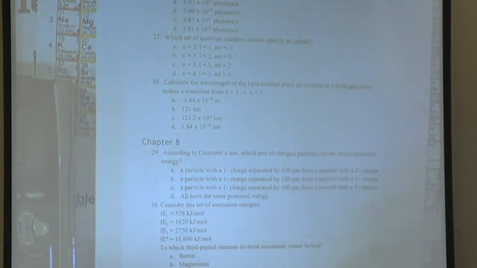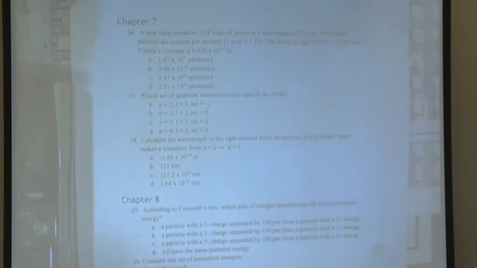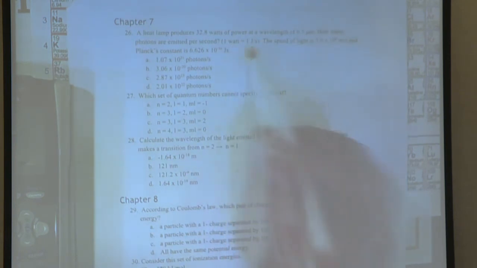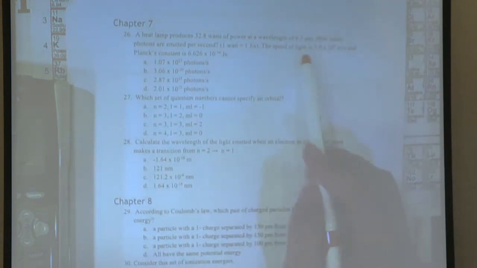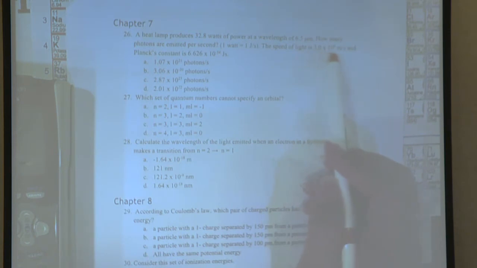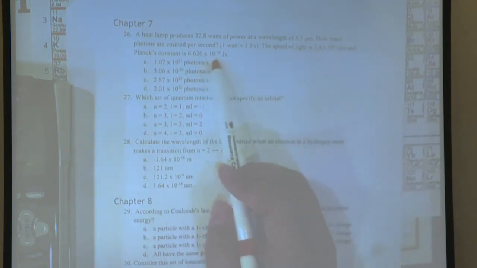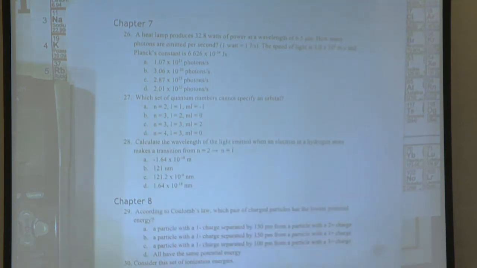On to Chapter 7. A heat lamp produces 32.8 watts of power at this wavelength. How many photons are emitted per second? And they tell you that 1 watt is equal to 1 joule per second. The speed of light is 3.0 times 10 to the 8th meters per second, and Planck's constant is this guy. So I've given you your typical constants like C and H.